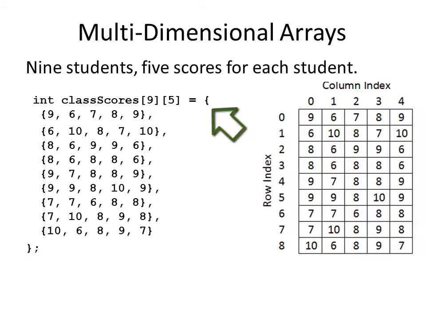So I'm going to start off with an open curly brace at the beginning of my definition, and then there's a closed curly brace all the way at the end. Inside those open and closed curly braces, I have another set of open and closed curly braces for each row. And then I'm defining the data for each row.